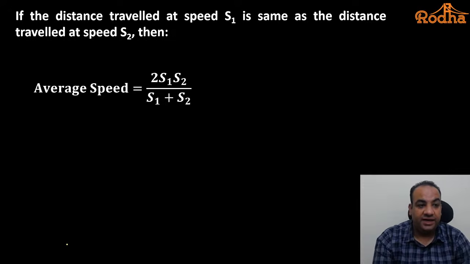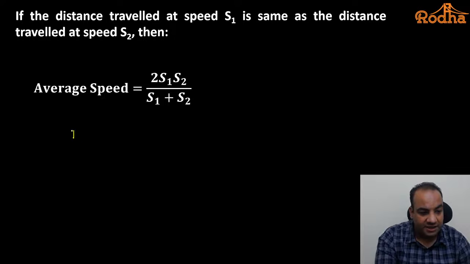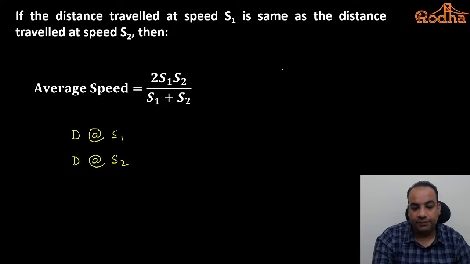Now see, if the distance traveled at speed s1 is the same as the distance traveled at speed s2, then there is a shortcut to calculate average speed. That average speed is 2s1s2 upon s1 plus s2. Remember, the shortcut is not important. What is important is the condition. What is that condition? If a person traveled distance d at speed s1 and the same distance d at speed s2, then I can say that average speed is 2s1s2 upon s1 plus s2. Okay. Now suppose I say a person travels from A to B.